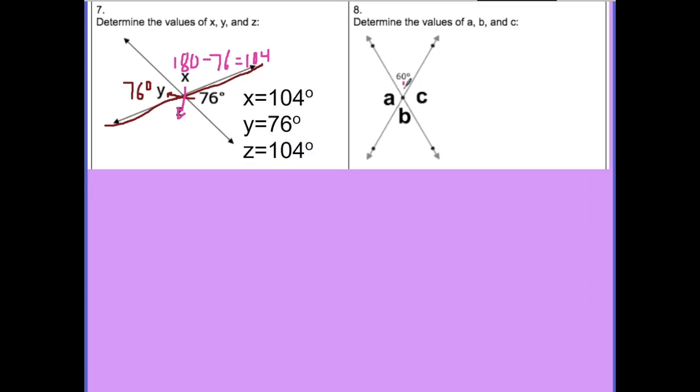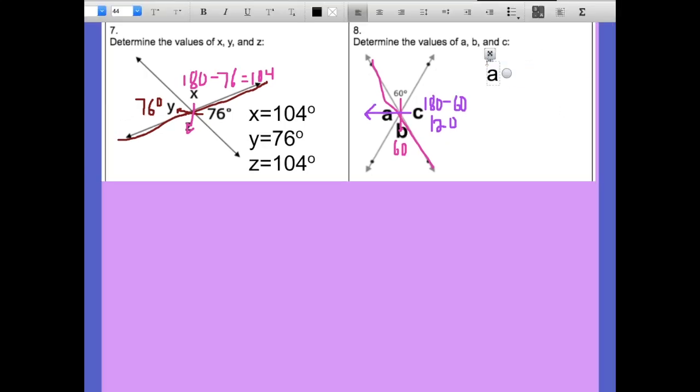Same idea for the next one. Straight across from 60, this is also 60. And then if I look at this as a straight line here, that means that C is 180 minus 60. This is a good way to show work on here. So this ends up being 120. And then that A is going to be the same. All right, so we'll clean that up over here and write it a little more neatly. A is 120 degrees. B is 60 degrees. And C is also 120, just like A.